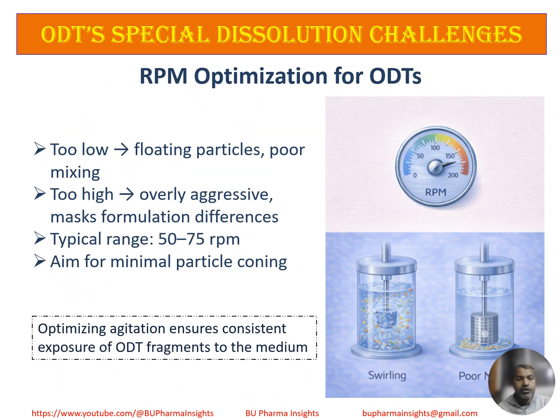During method development, always screen multiple RPM. Regulators expect you to choose the lowest RPM that still gives reproducible results. Why? Too low RPM: floating particles, poor mixing, and high variability. Too high RPM: overly aggressive conditions that mask real formulation differences. The typical working range is 50 to 75 RPM. So your goal is stable hydrodynamics, minimal particle coning, and a clear discriminatory profile. RPM must be selected scientifically, not by habit.